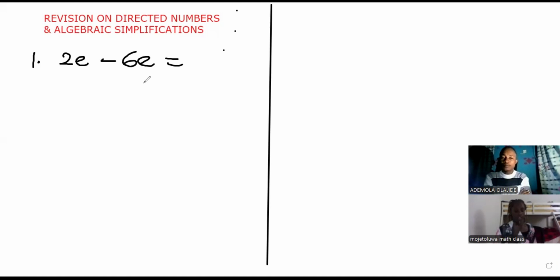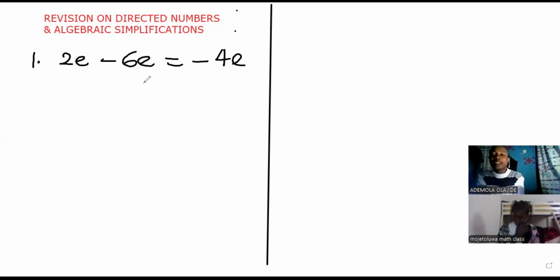You have 2e, you are holding 6e. Okay, so our result would be negative 4e. Not e squared, this is not multiplication. Just write the letter the way it appears, and the letter must be the same. Is it clear?